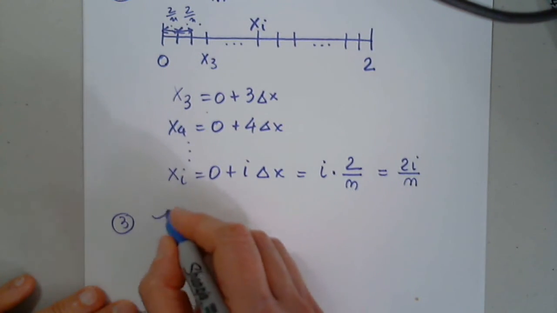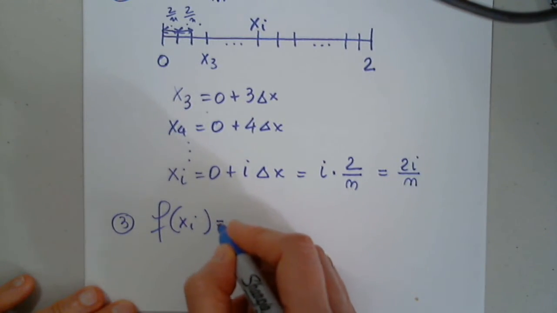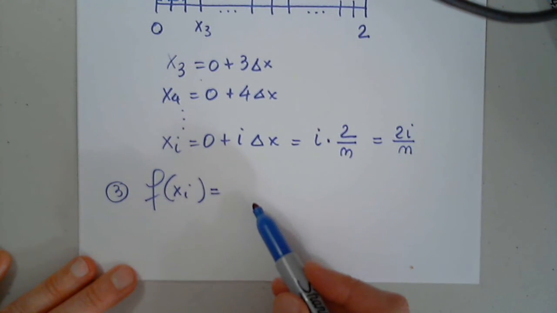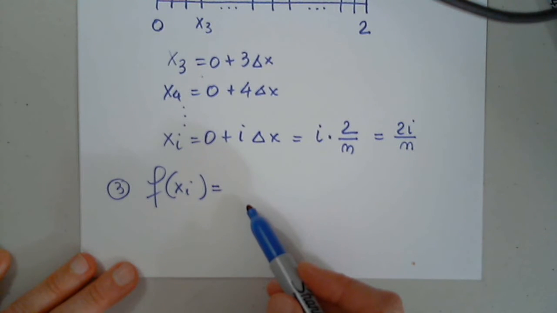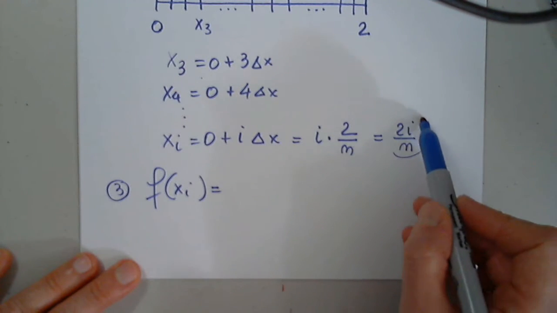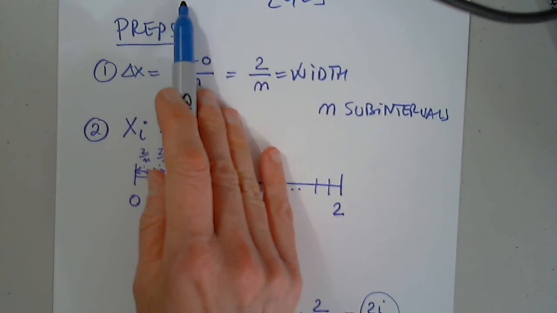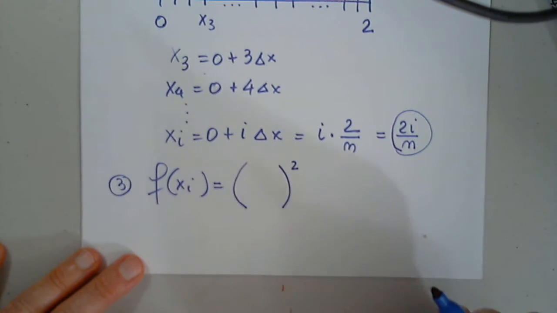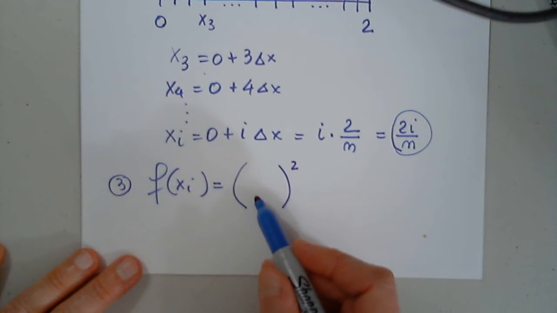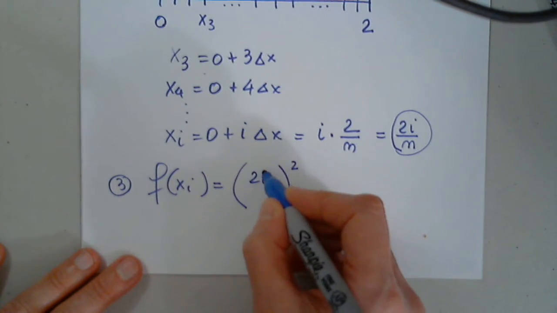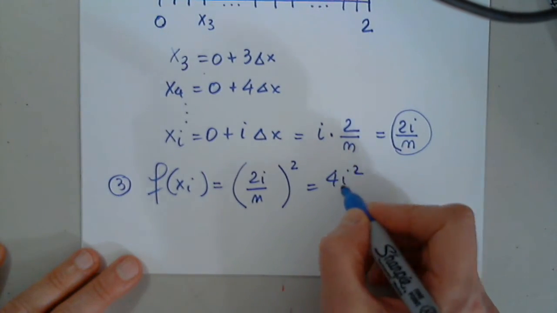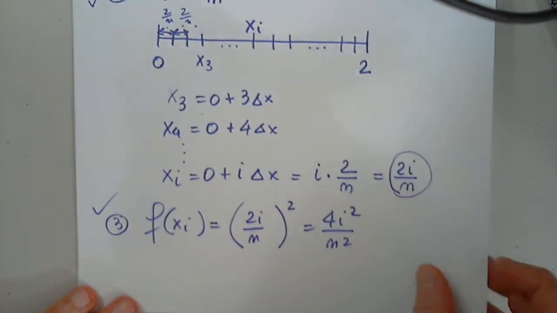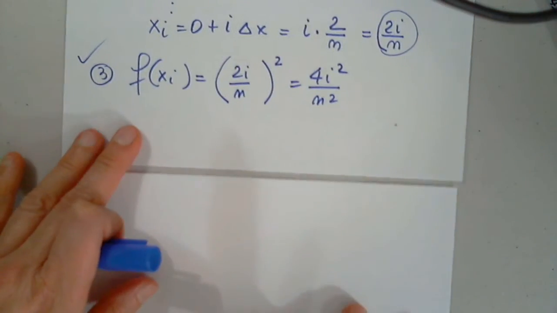Step 3, I have to find f of xi. Remember, the function is x squared. So what does f of xi equal? Xi is this, and the function is x squared. So how do I find f of xi? What do I put inside? That's it, which is 4i squared over n squared. I have all my preps ready. Now I can write the limit of the Riemann sum.